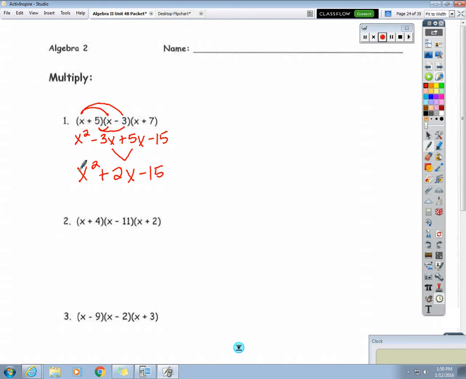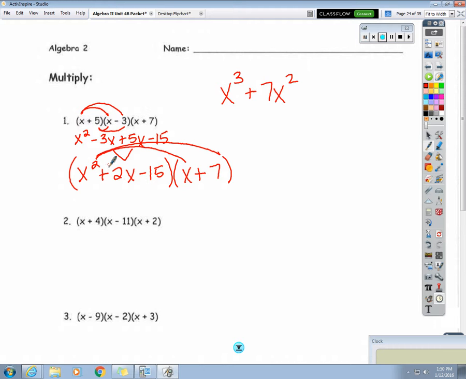Okay, so I'm going to write it down here. And now I'm just going to distribute the trinomial times the binomial. Now, it looks like it might be difficult, but it's really not. All you're going to do is start with the x squared, and multiply it by the x and the 7. So let's do x squared times x first, and what is that? And then x squared times 7 is 7x squared.